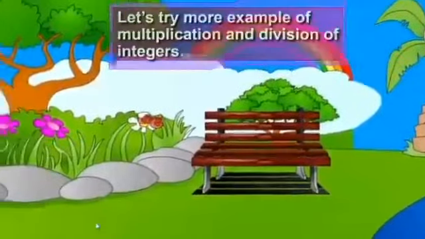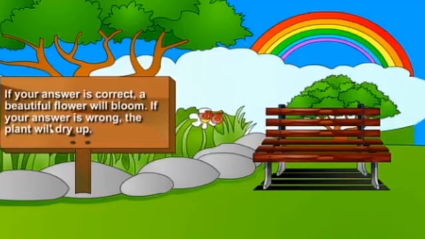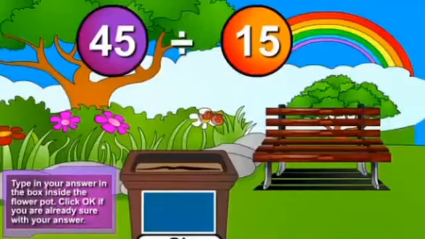Let's try more examples of multiplication and division of integers. This time, you have to type your answer in the box inside the flower pot. If your answer is correct, a beautiful flower will bloom. If your answer is wrong, the plant will die or dry up. Click OK if you've already chosen your answer. 45 divided by 15. Is it 3? Good job.